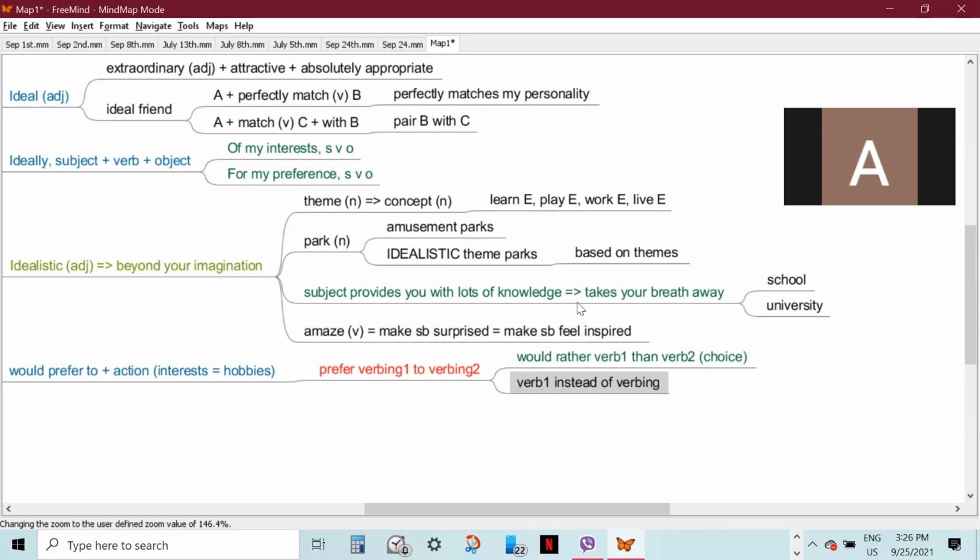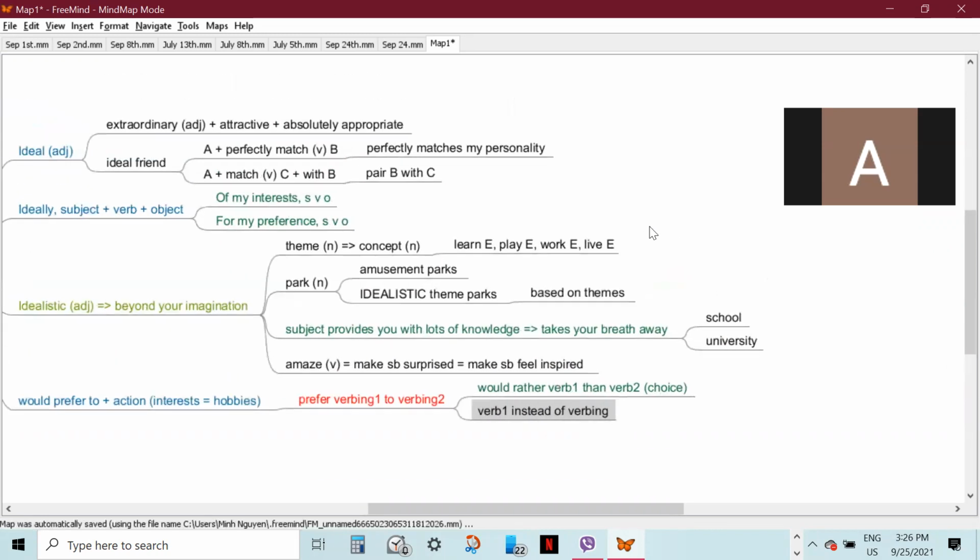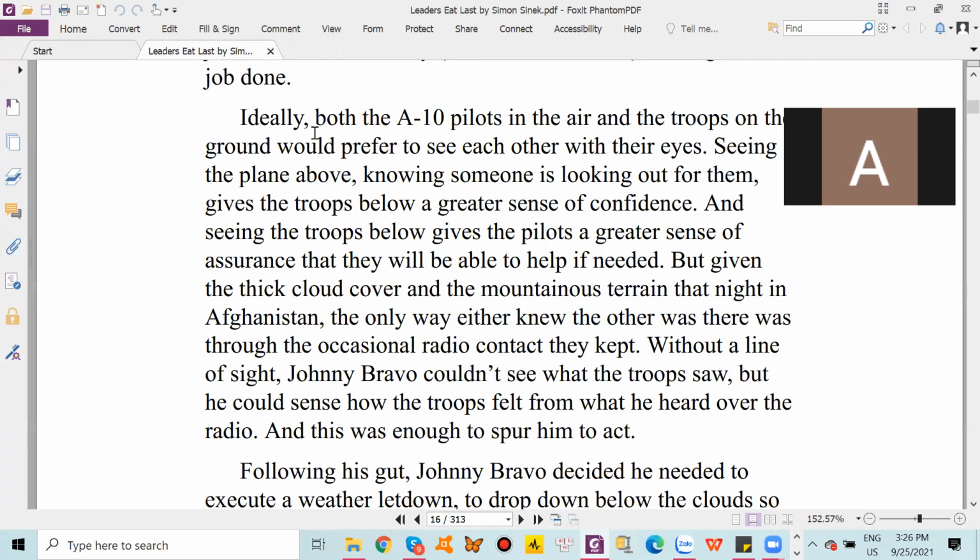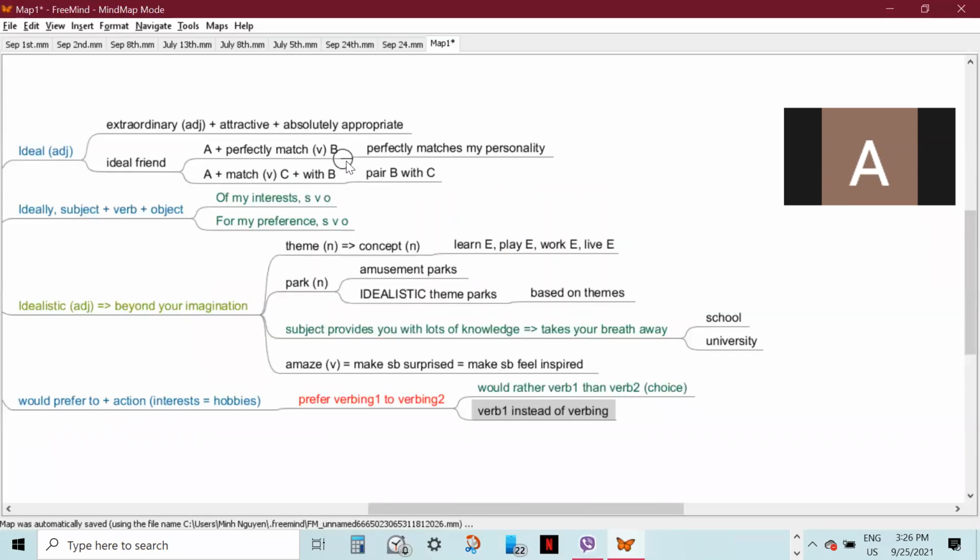Right here, okay, I finished delivering the English lectures based on the very first sentence of the paragraph. So right now it comes to the Vietnamese lecture.